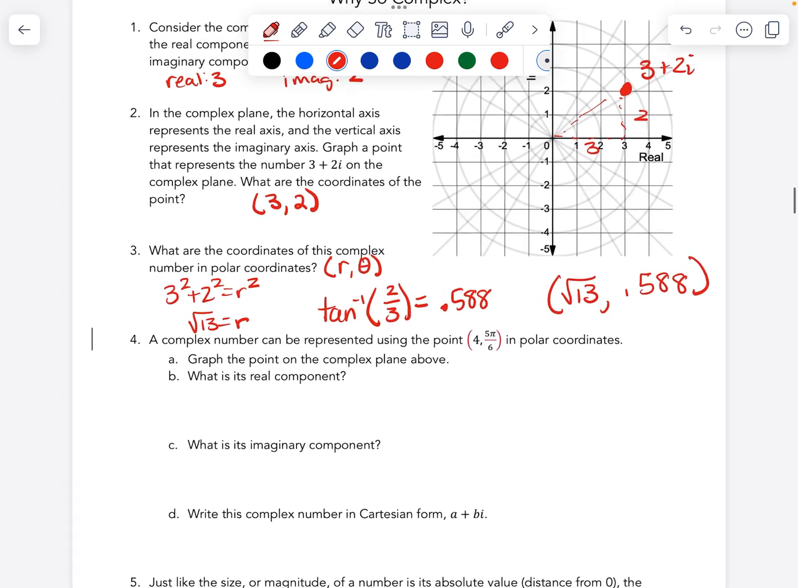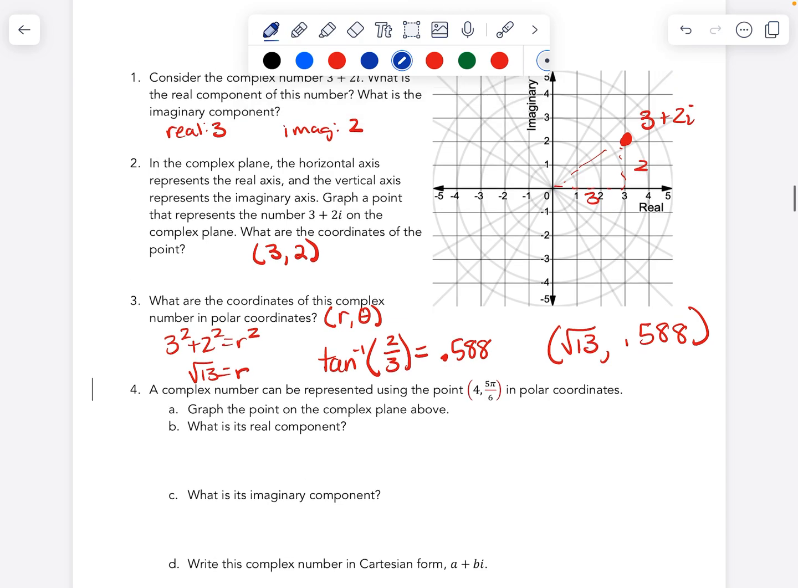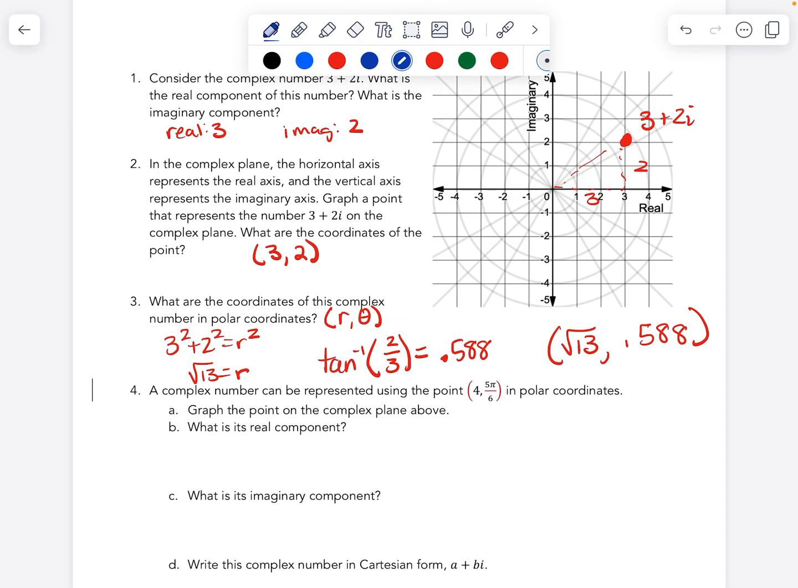So a complex number is represented using the 4 and 5 pi over 6. So 5 pi over 6, so in that second quadrant, 1, 2, 3, 4, okay. What is the real component? Okay, so we have to graph this again, okay? So we know that this is 4 and 5 pi over 6.